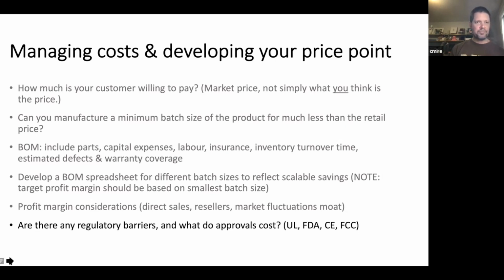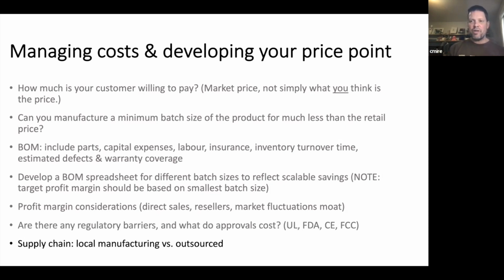to market. Okay. And then of course, costs, any of those applications, you want to factor that into your bill of materials cost. Okay. And then finally here at the bottom, let me just see if I can move this so I can see what I wrote here at the bottom. There we go. Supply chain, local manufacturing versus outsourced. So I touched on this briefly with the comment about Chinese New Year.